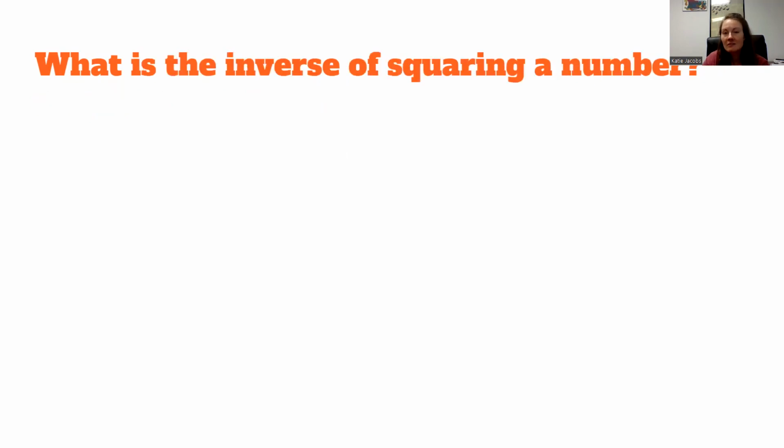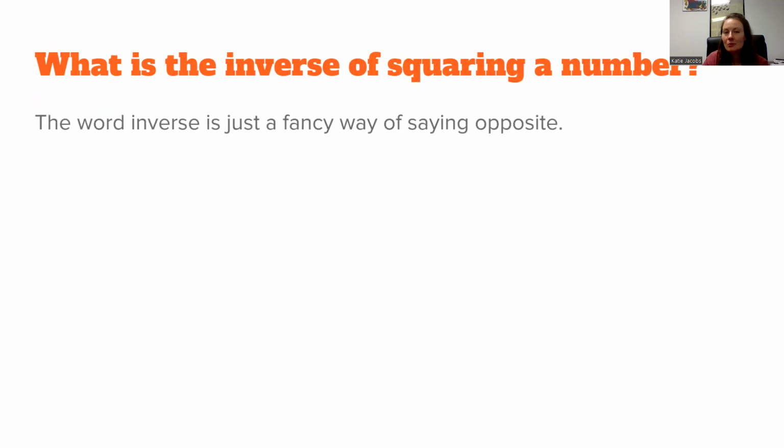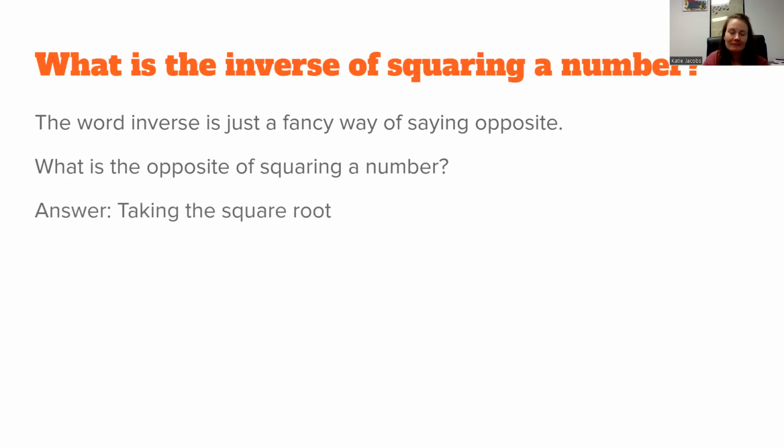Okay, so then what is the inverse of squaring a number? This should sound familiar. Again, the word inverse is just a fancy way of saying what's the opposite. So what is the opposite of squaring a number? It's taking the square root. It'll be really important that you remember some of these relationships, right? So the opposite of taking the square root is squaring something. The opposite of addition is subtraction. The opposite of multiplication is division.